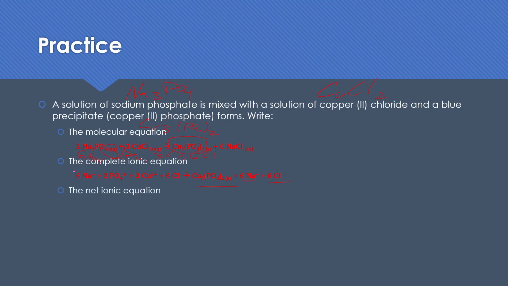So then the net ionic, 6 sodiums on both sides, 6 chlorides on both sides, so those cancel out. So it's just going to be 3 coppers plus 2 phosphates gives me 1 copper phosphate. And then my spectator ions are going to be the ones that cancel out, sodium and chloride.